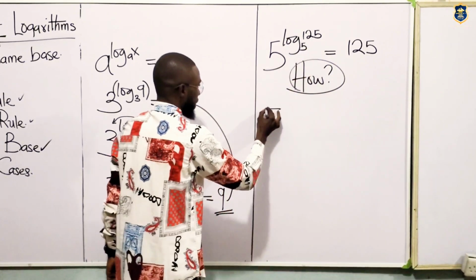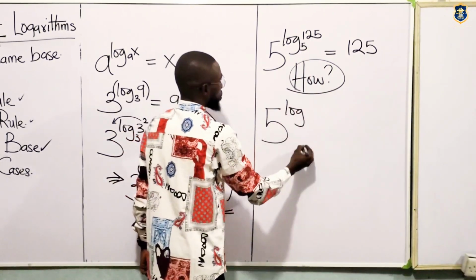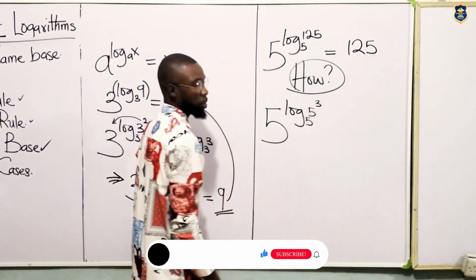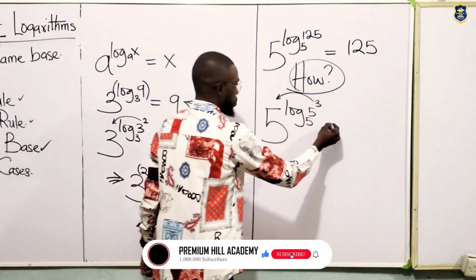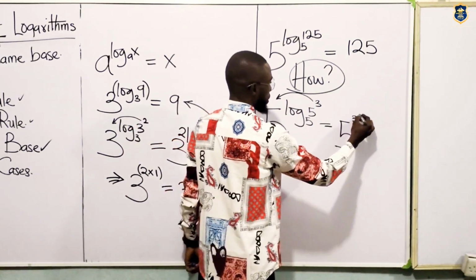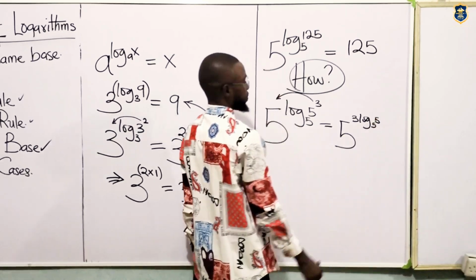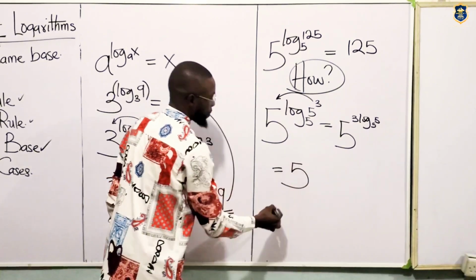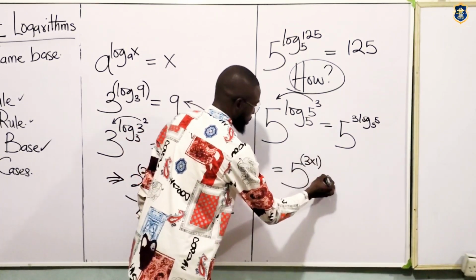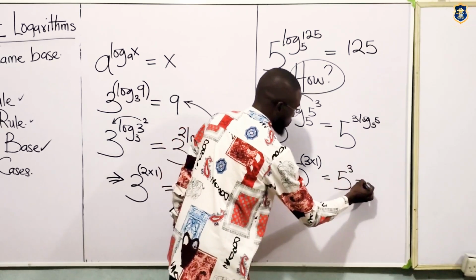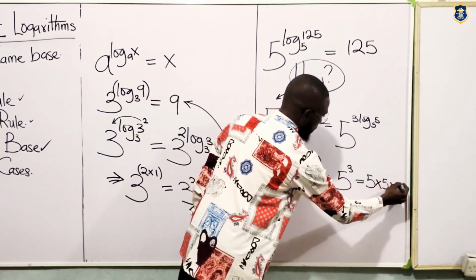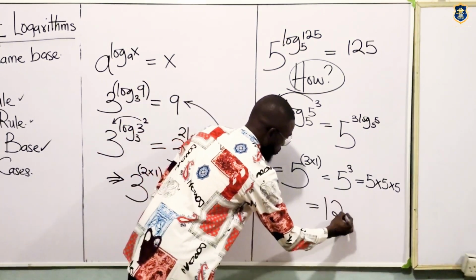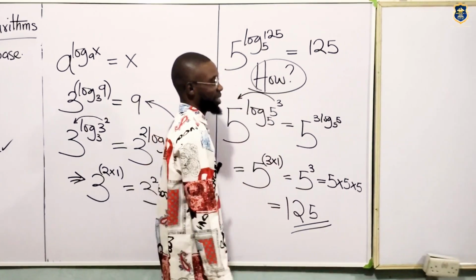If you look at this, we have 5 raised to the power of log base 5 of 125. 125 is 5 raised to the power 3, right? And so with that, we push the 3 here. We're left with 5 raised to the power 3 times log base 5 of 5. Log to its own base should be 1. So that way we're going to have 5 raised to the power 3 times 1, which is 5 raised to the power 3. That should be 5 times 5 times 5, and if we do that, we get 125. Simple.